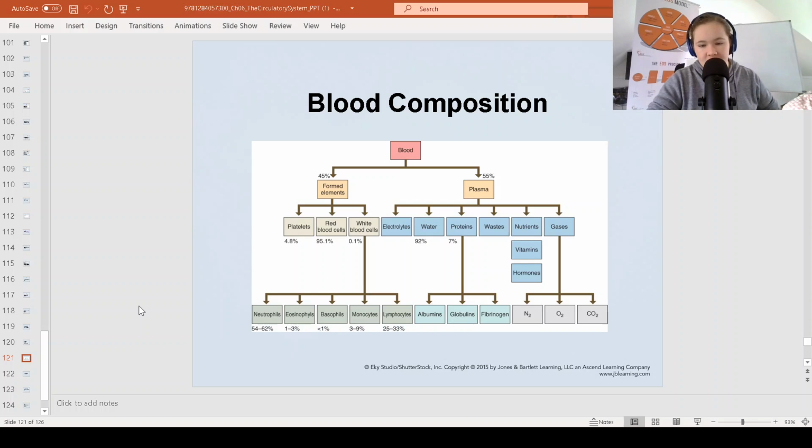Here is our blood composition. We've got our blood, which is formed of 45% formed elements and 55% plasma. We've then got 4.8% platelets, 95.1% red blood cells, and 0.1% white blood cells. In the plasma, we have the electrolytes, water, proteins, waste, nutrients, and gases. Within the nutrients itself, we have the vitamins and hormones. From there, we can then break it up into the other subgroups as well.